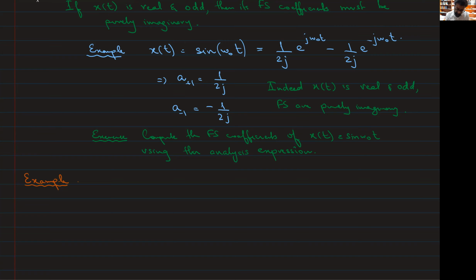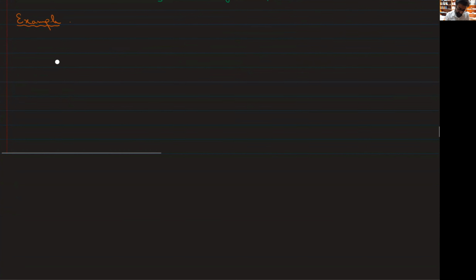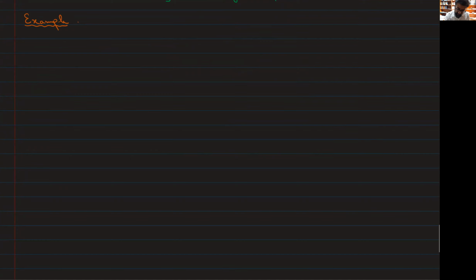You're given a signal which is sort of a square wave. It looks something like this. This is the time axis, and the signal is a square waveform looking like this. It's a periodic signal.